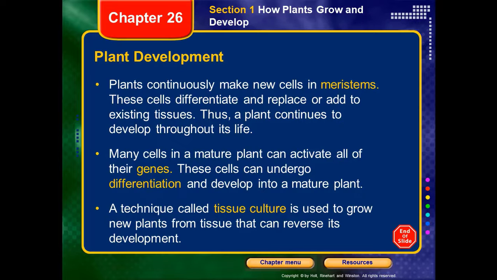So by plant development, we can say that it makes the new cells in meristems. And summarizing, these cells differentiate and replace or add to existing tissues, thus the plant continues to develop throughout its life. Many cells in the mature plants can activate all of their genes. These cells can undergo differentiation and develop into a mature plant. A technique called tissue culture is used to grow new plants from tissue that can reverse its development.